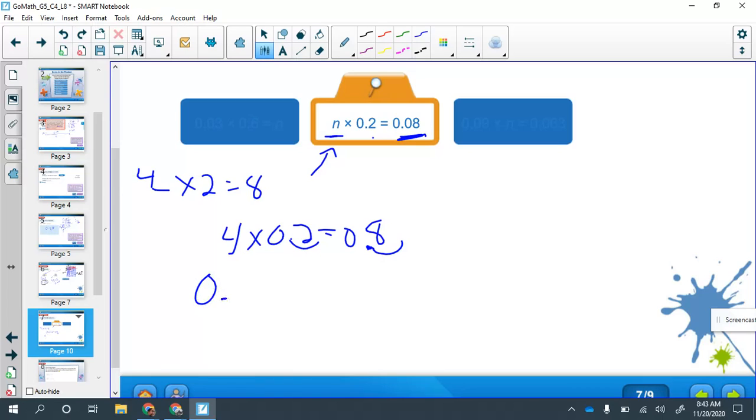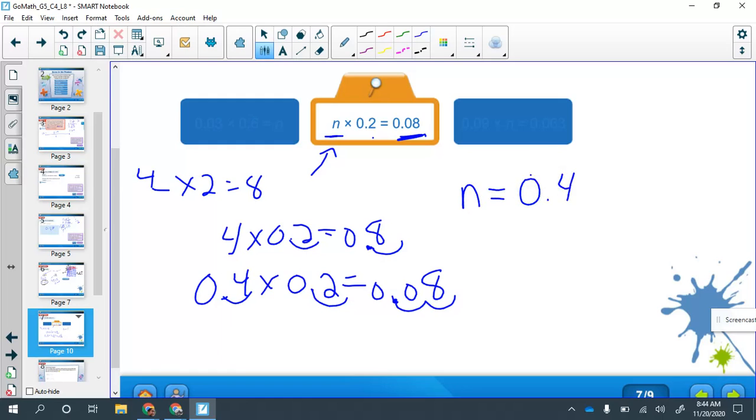So I'm going to add a decimal place to my 4, and I'm going to say that 4/10 times 2/10 equals, well, 4 times 2 is still 8. But now I don't just have 1 decimal place, I have 1 and 2, so I move back in 1, 2, and I get my answer, right? So n equals 4/10.